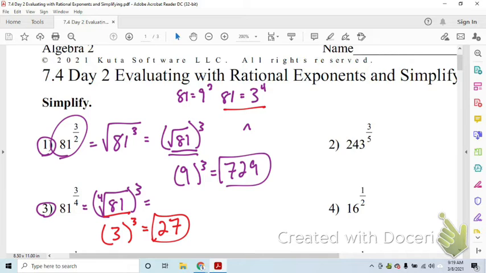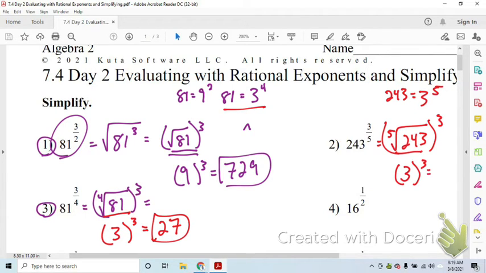Shouldn't be that bad. Let me do number 2 real quick, because that's a larger number. Now, 243. 243 is the same thing as 3 to the fifth power, which works out rather nice, because I have to know the fifth root of 243 moving forward. So I convert it into radical form. The fifth root of 243 is 3. And then 3 to the third power is going to be 27. So 2 and 3 are both 27.